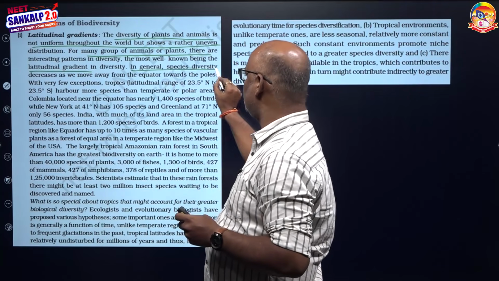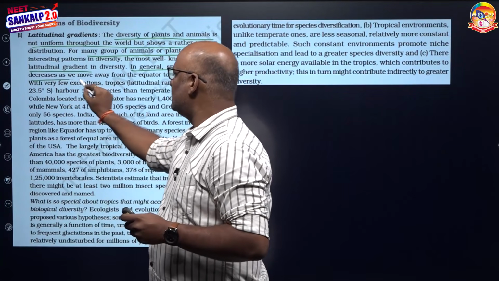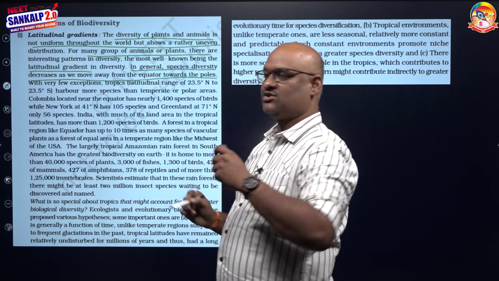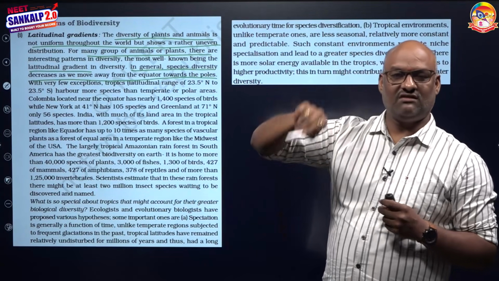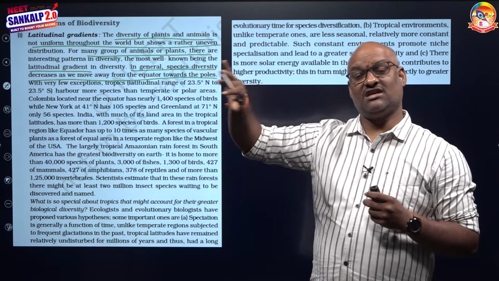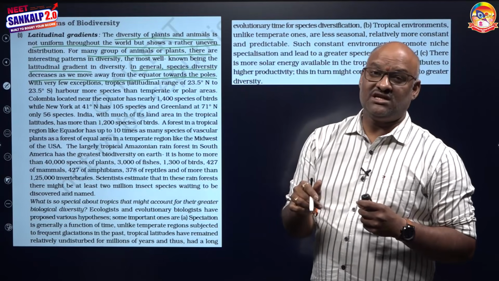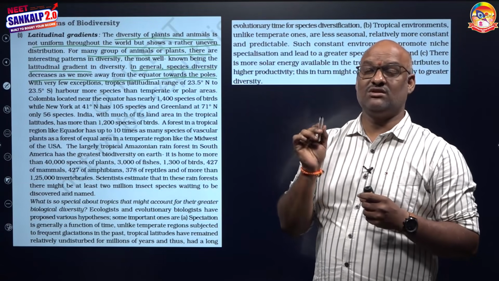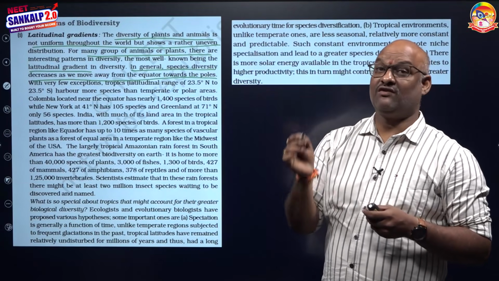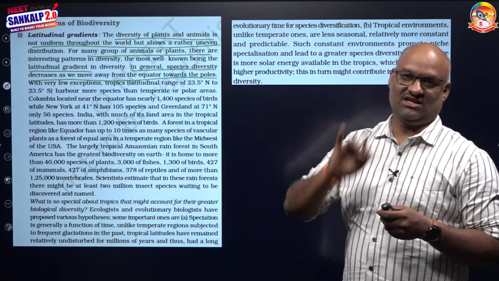In general, species diversity decreases as we move away from the equator towards the poles. From the equator, when we go towards the poles, the temperature gradually decreases. When temperature decreases, species diversity also decreases. Availability of oxygen also decreases, so species diversity decreases.